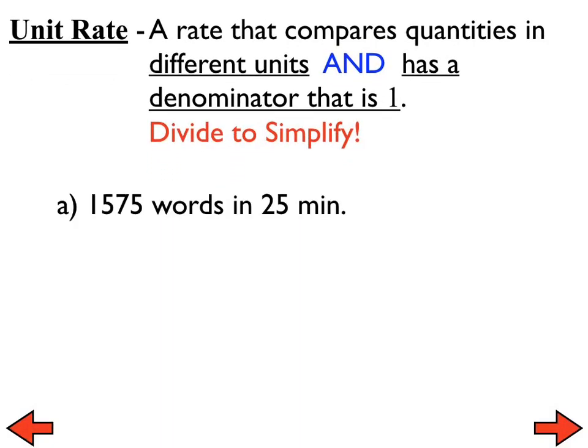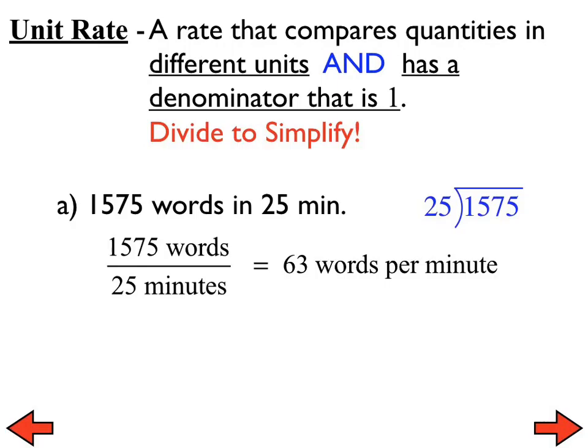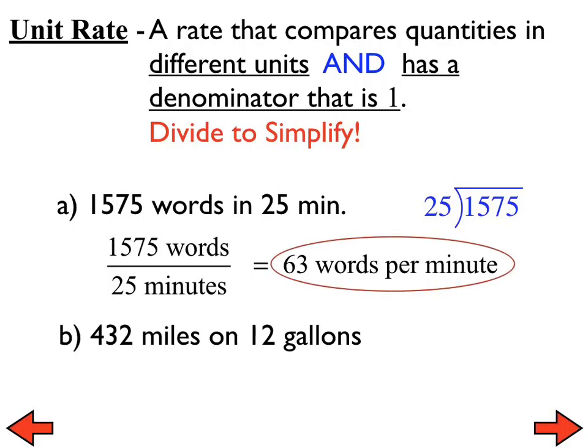So for example, we have this rate given to us, words in minutes. So with those two numbers, all you have to do is divide those numbers. I'm just going to do it for you really quickly. That would be 63. And then with the label, it will be 63 words per 1 minute, making that a unit rate. Unit meaning one, right?